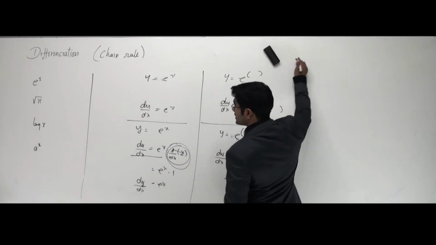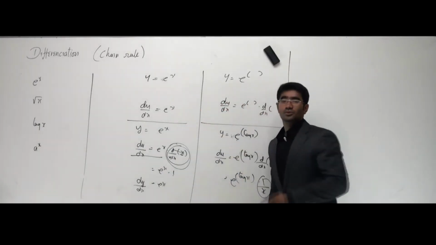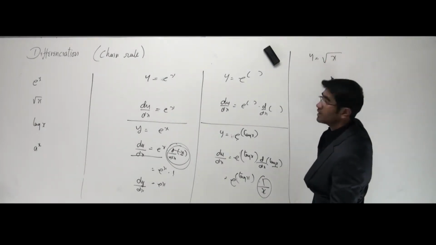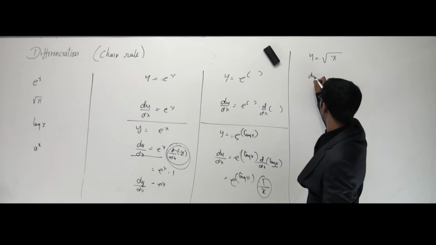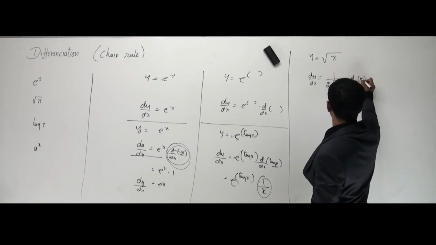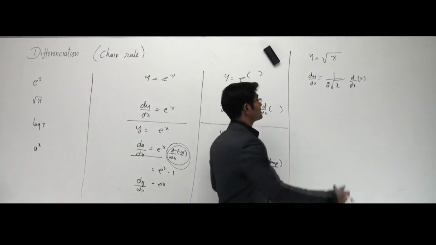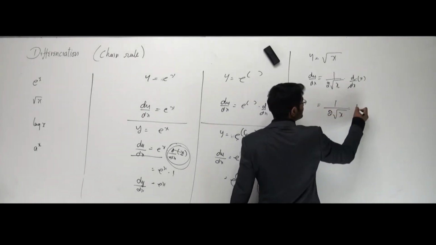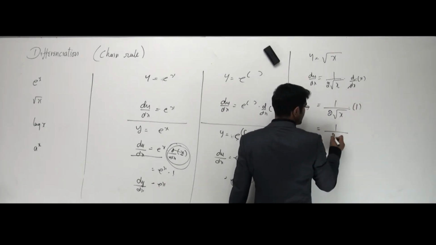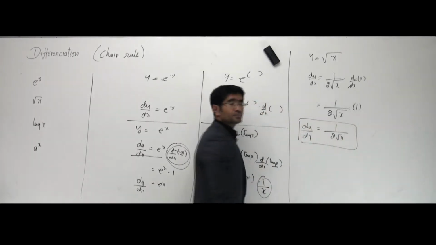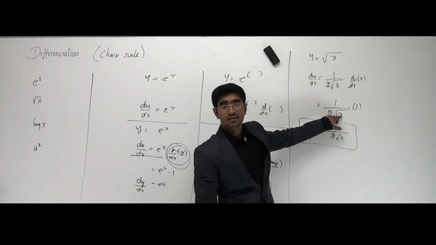Now let's talk about the next one, that is root x. This is used many times in differentiation. So let's say y is equal to root of x. How do you differentiate this? dy by dx would be 1 by 2 root of x into d by dx of x. But I don't write this, as this cancels out. I'm doing all of them in detail so that you understand what's happening. 1 by 2 root x is the answer which we know. How did this come? It came with this step and this step both.